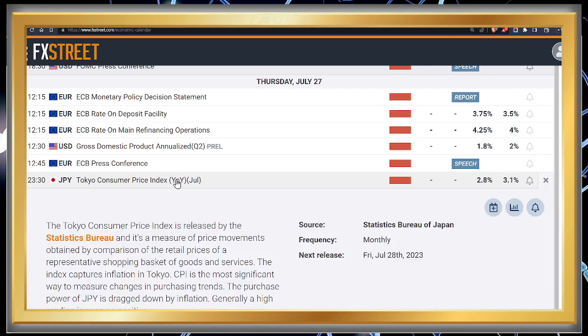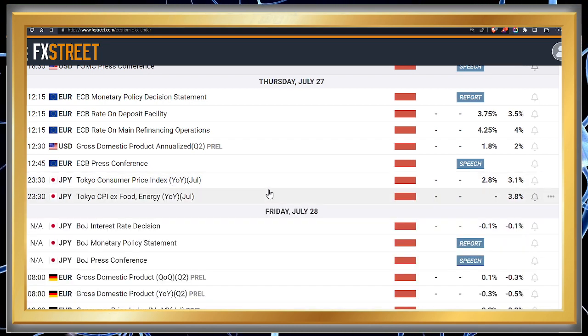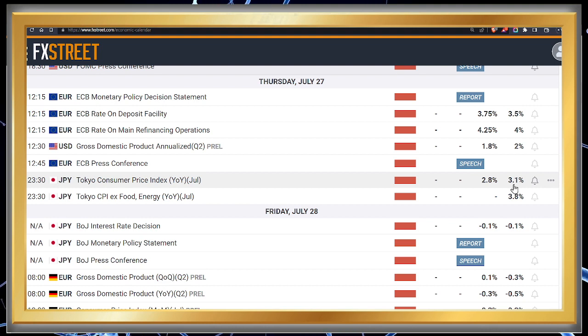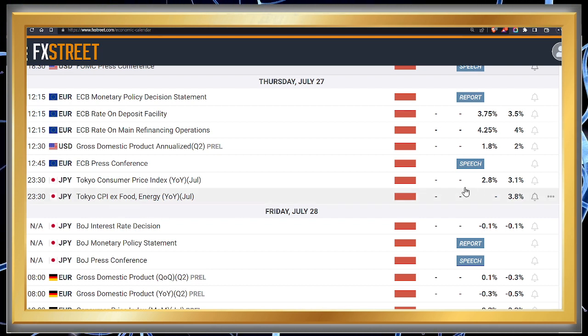Then much more later in the day is the Tokyo Consumer Price Index coming in from the Japanese economic docket, and this data is the most significant way to measure changes in the purchasing trends and of course the inflationary status of that economy. Generally, a high reading is seen as positive, and from the data we have here, the previous data came in at 3.1, while the economists are projecting 2.8%, which is also on the lower side there. Then we also have the CPI excluding food and energy too as well.